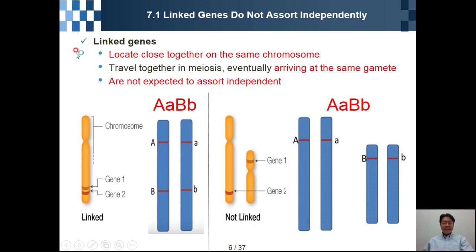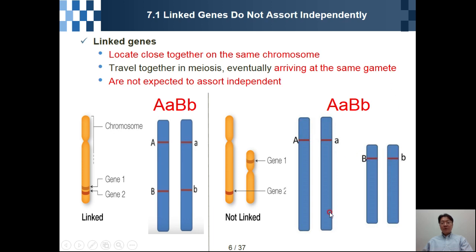In this slide, we will see a new concept, the linked gene. Linked genes means that gene 1 and gene 2 are located close together on the same chromosome. How about the not linked genes? Previously we learned that gene 1 and gene 2 are located on different chromosomes. But in the linked gene case, gene 1 and gene 2 usually travel together because they are located on the same chromosome, eventually arriving at the same gamete.